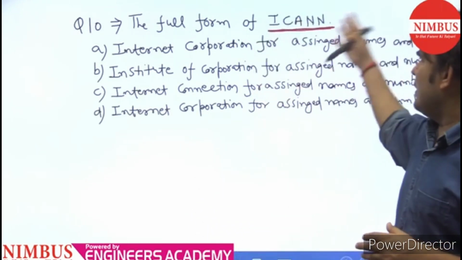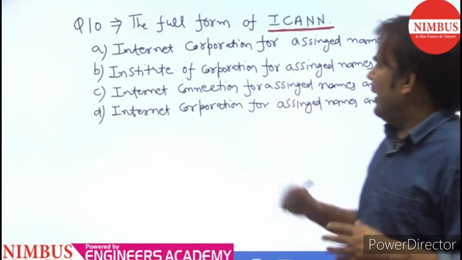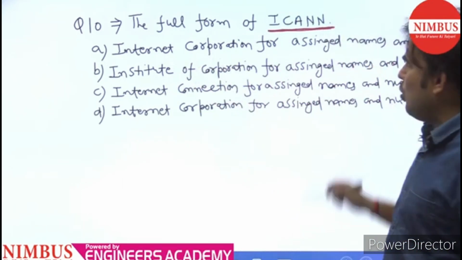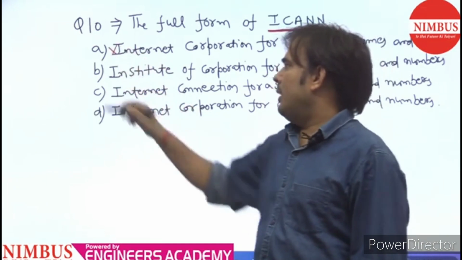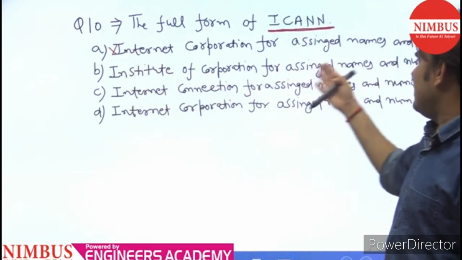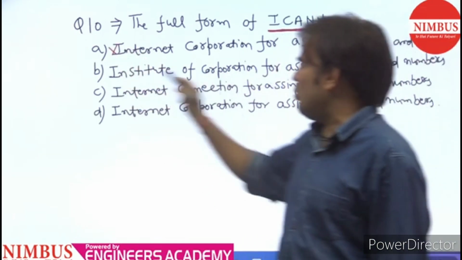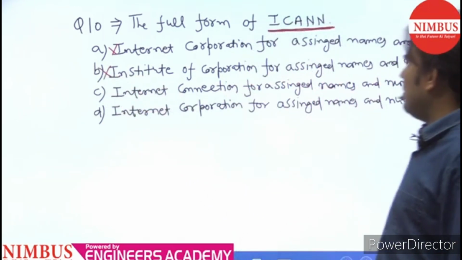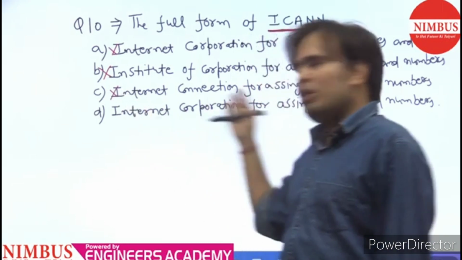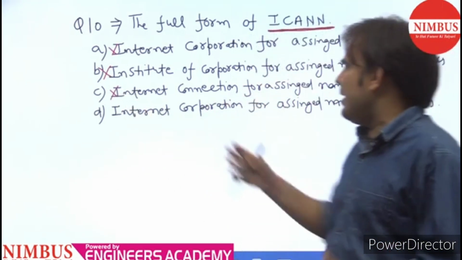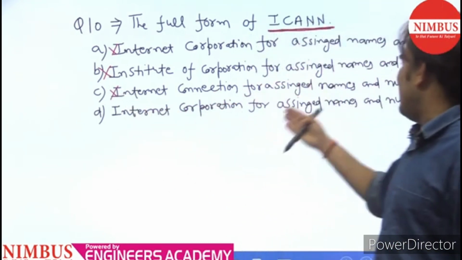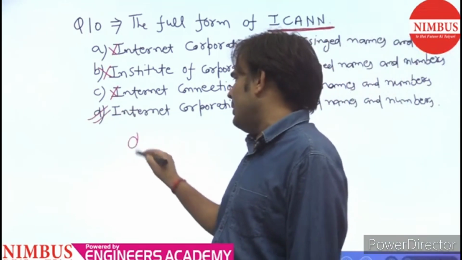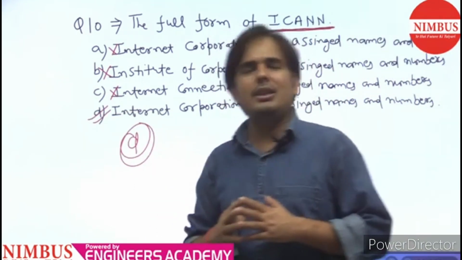Yes. So what is the full form of ICANN? Internet Corporation for Assigned Names and Names. No, wrong option. Institute of Corporation for Assigned Names and Numbers. No, wrong option. Internet Connection for Assigned Names and Number. No, wrong option. So what is the full form of ICANN? Internet Corporation for Assigned Names and Numbers. Yes, option D is correct here.